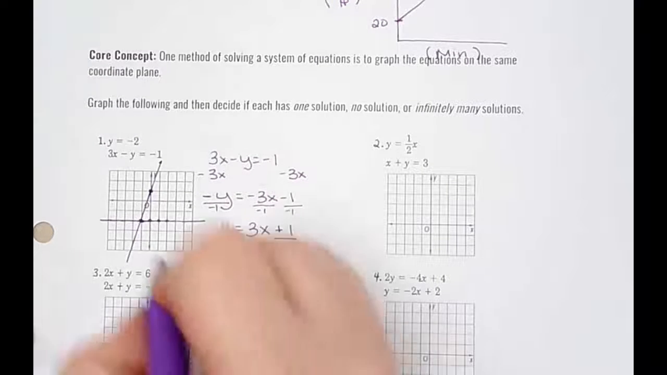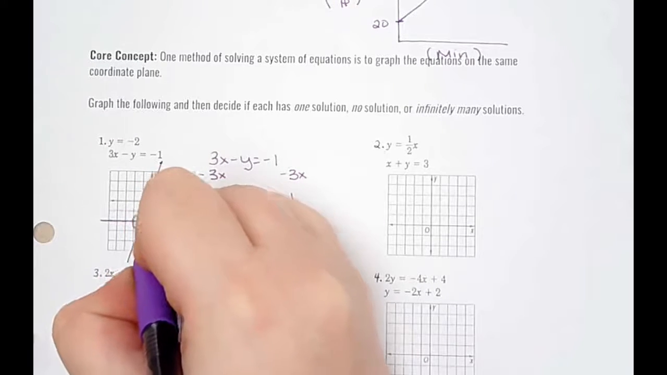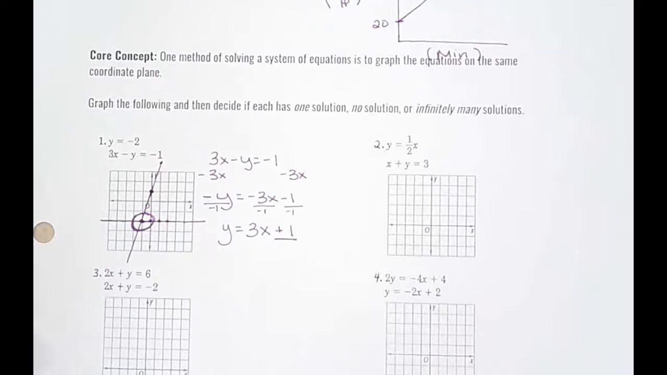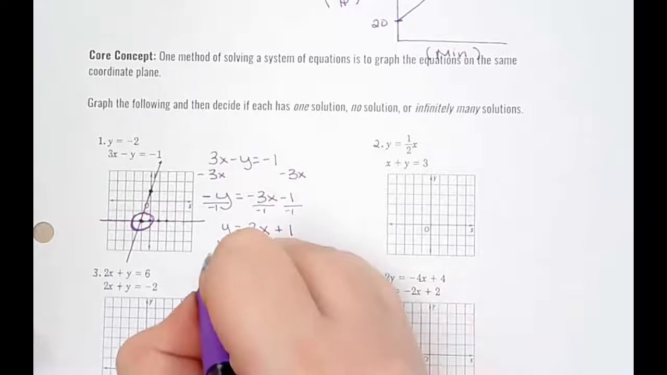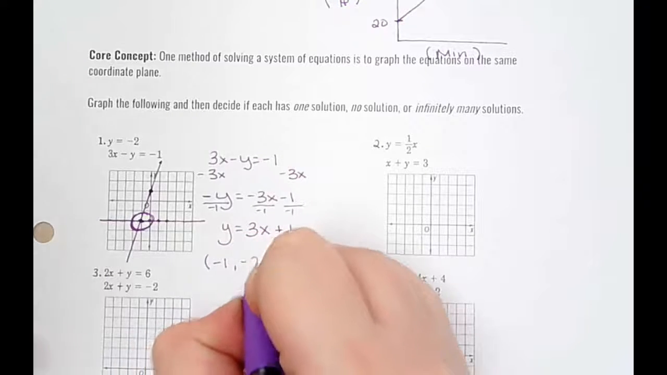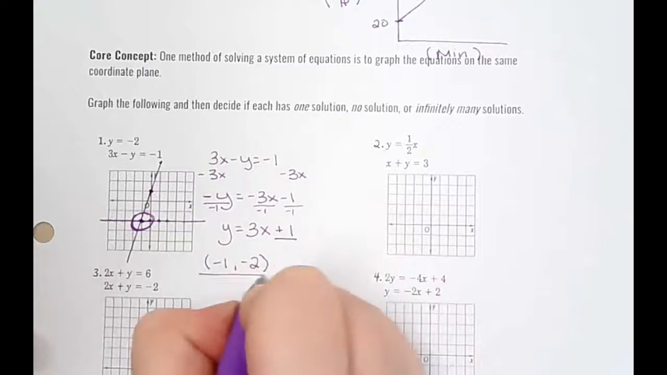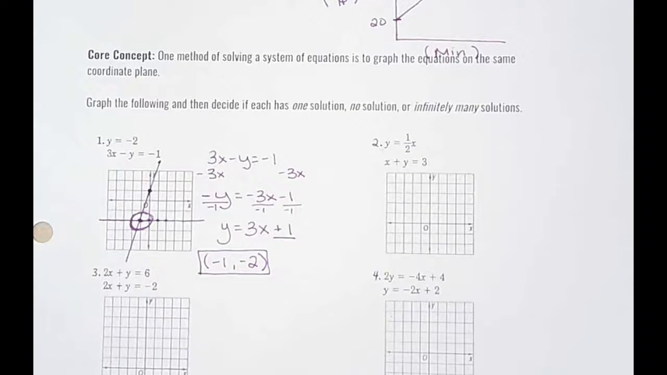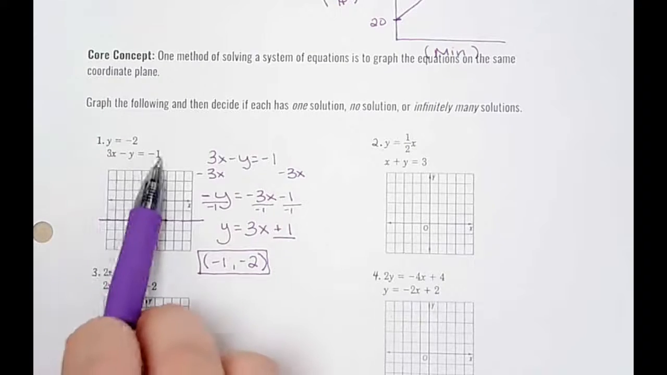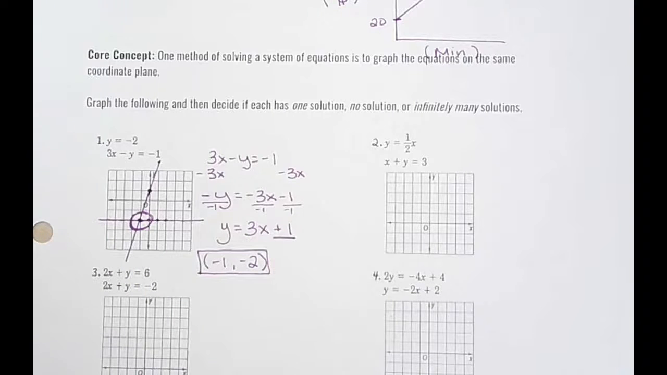Well, where did these two lines cross? It's at this point right here. What is that point? -1, -2. So at -1, -2, these two equations cross. Coincidentally, this is also where these two equations are equal. So if I were to plug in -1 and -2 into my original two equations, you would see that they both are equal. Let's try another one.